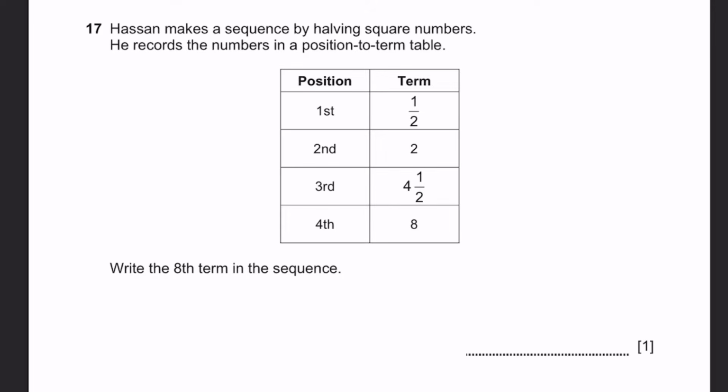Hassan makes a sequence by halving square numbers. He records the numbers in a position to term table. Write the 8th term in the sequence. Well, if the sequence is made by halving square numbers, the 8th term will be by halving the 8th square number. So 8 squared by 2, which is 32. And that'll be our answer.